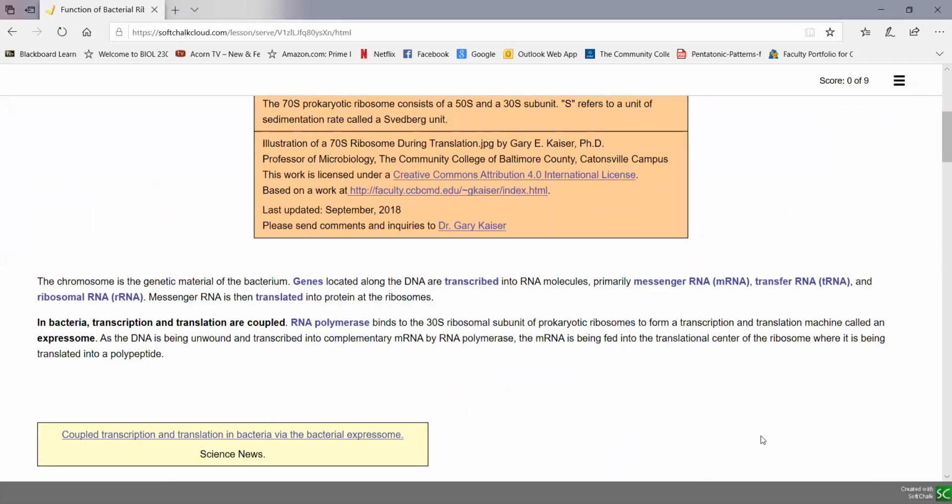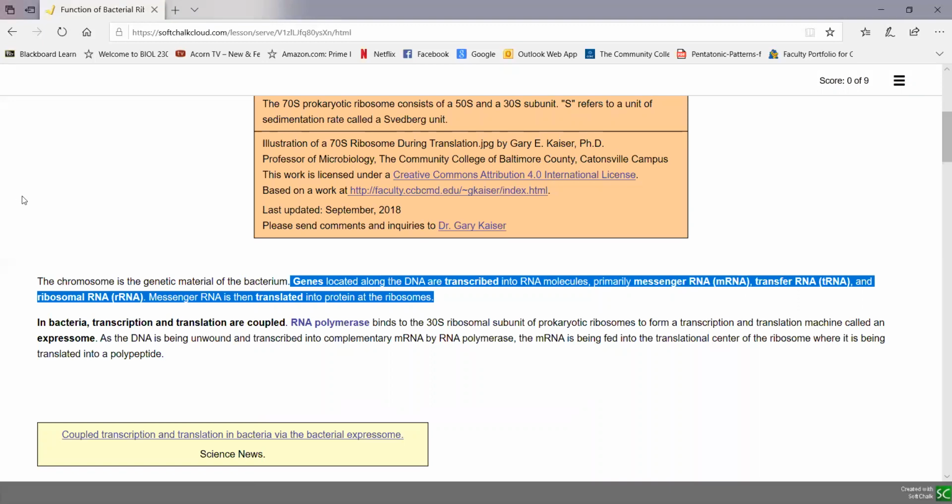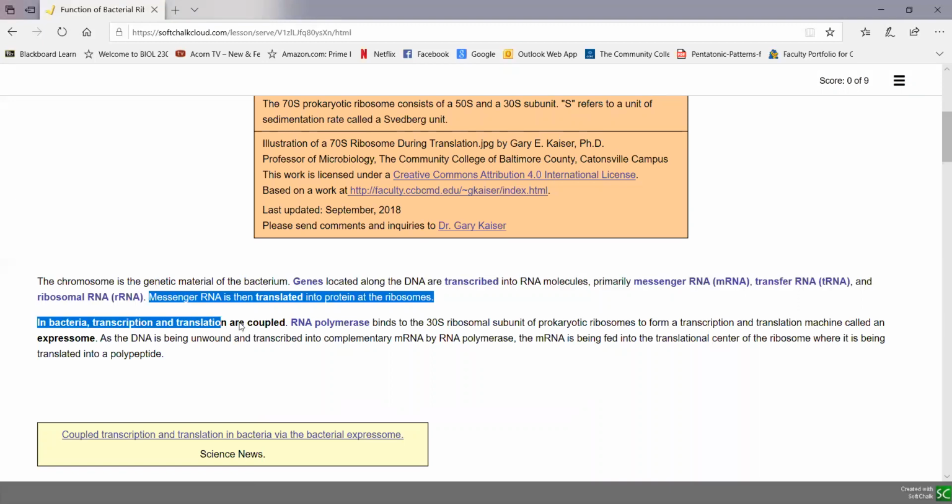So as we learned, the chromosome is the genetic material of bacteria. And of course, our dogma here is that genes located along the DNA are transcribed into RNA molecules: messenger RNA, transfer RNA, and ribosomal RNA molecules. And most of the genes are transcribed into messenger RNA or mRNA. And then messenger RNA is translated into proteins at the ribosomes.